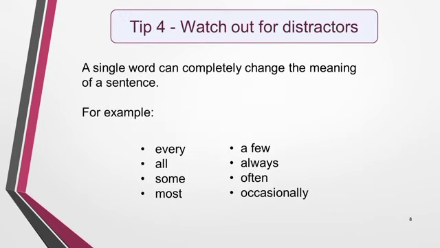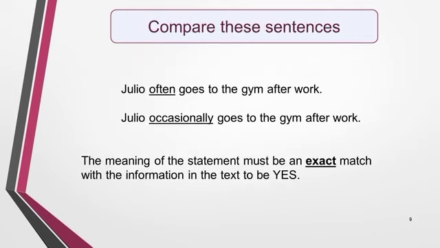Tip 4. Watch out for distractors. Be aware that the test setters love to use distractors to really test you. A prime example is qualifying words such as every, all, some, most, a few, always, often, occasionally. These single words can completely change the meaning of a sentence.